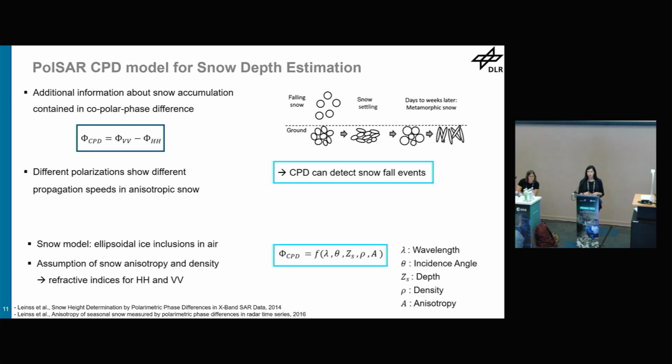A model has been proposed where the snow is modeled as ellipsoidal ice inclusions in air. When assuming the anisotropy, so the snow structure, and the density of the snowpack, the dielectric constants, and then the refractive indices for the HH and VV polarization can be calculated. In the end, we obtain a function for the CPD, which depends on the wavelength, the incidence angle, the snow depth, the density, and the anisotropy. When assuming density and anisotropy, the measured CPD can be used to invert for the snow depth.